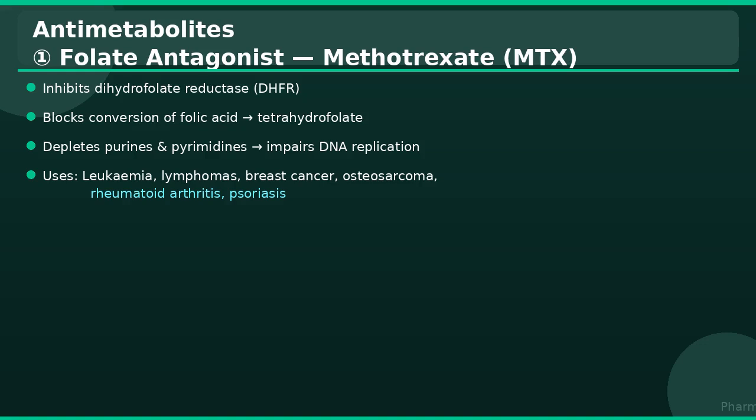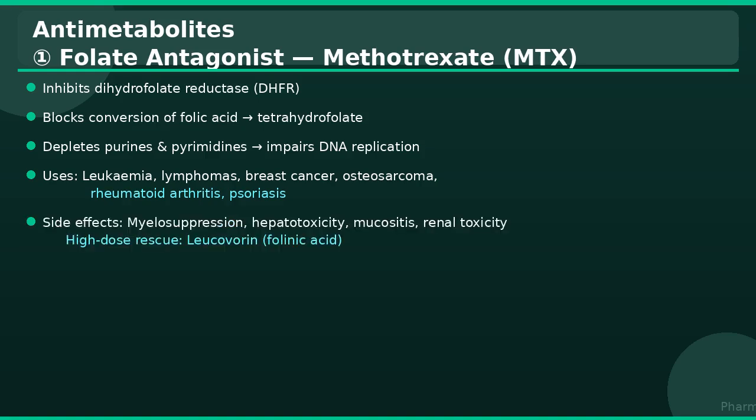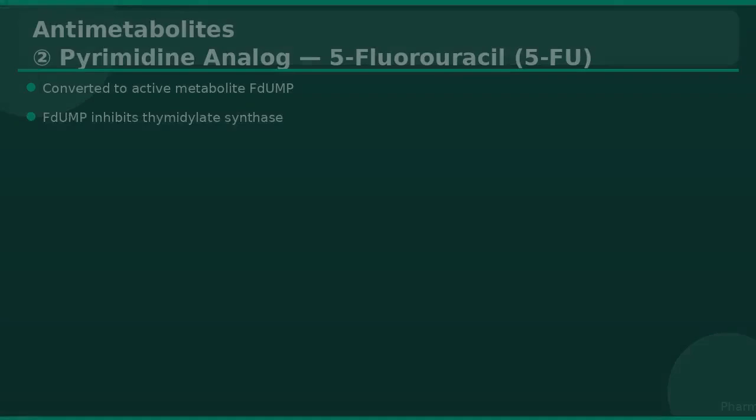Clinically, methotrexate is used for leukemia, lymphomas, breast cancer, osteosarcoma, and head and neck cancers. It is also used in autoimmune conditions such as rheumatoid arthritis and psoriasis. Its major side effects include myelosuppression, hepatotoxicity, mucositis, and renal toxicity. High-dose regimens are followed by leucovorin rescue, folinic acid administration, to protect normal cells.